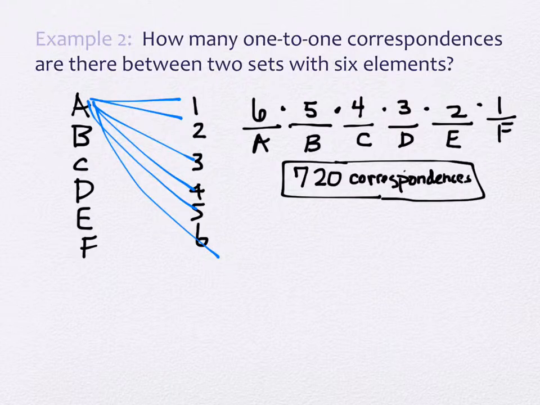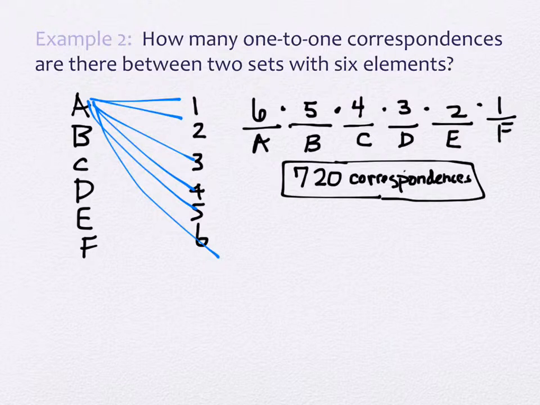This is called the fundamental principle of counting. Fundamental principle of counting says that if you have so many ways that one thing can happen, followed by so many ways something else can happen, the way that you find out how many ways it all can happen together is you multiply the results. That's what the fundamental principle of counting is. So that's what you're actually seeing happen right here. 6 times 5 times 4 all the way down.